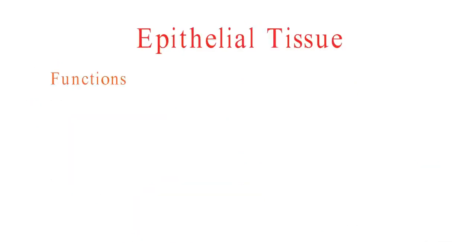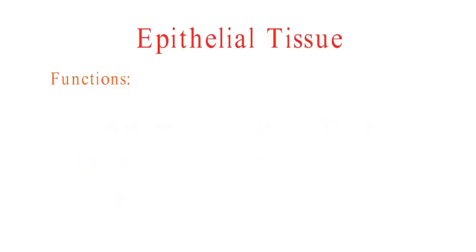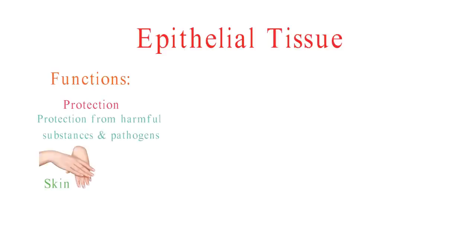The functions of epithelial tissue vary depending on its location. Some of the most common functions include protection, secretion, absorption, excretion, filtration, sensory reception, etc. Epithelial tissue helps protect the body from harmful substances and pathogens. For example, the skin protects the body from the environment, and the lining of the digestive tract protects the body from harmful bacteria.